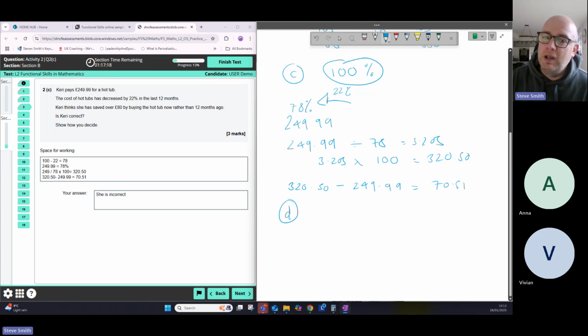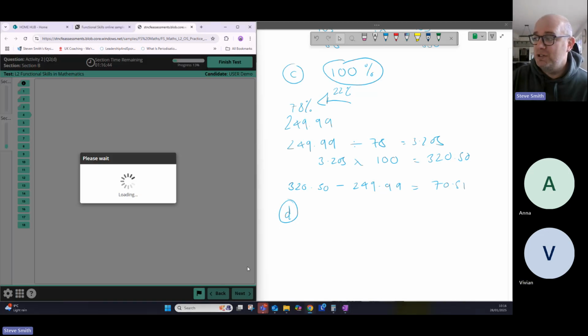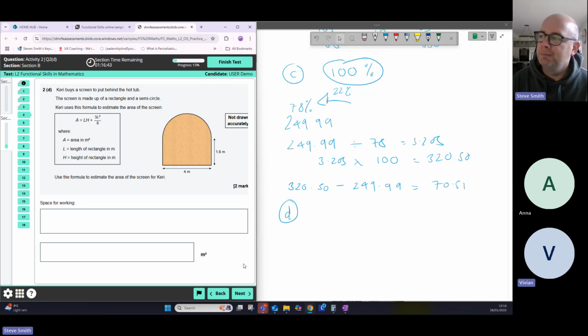Sometimes we have to work out the percentage decrease. So you might have said, your new price... the hot tub is £320.50. Kerry now sees it as £249.99. What's the percentage discount? That's when we do old take away new, divided by old, times 100. It's not actually asking you to work out what the decrease is, because it gives us that there. But sometimes the questions are asking for that specific decrease amount, and it doesn't actually tell you.